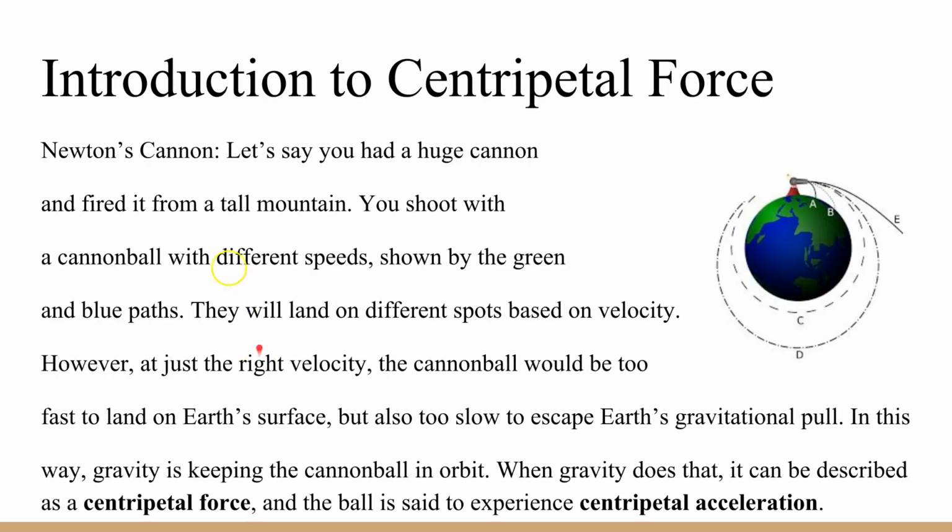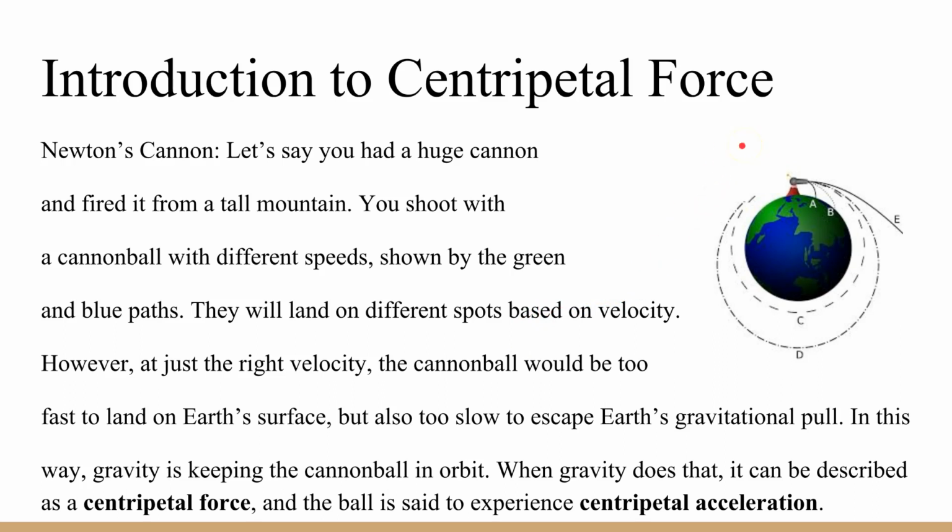Okay, so here's a completely new concept. We're going to start with an introduction to centripetal force and centripetal acceleration. Here's a thought experiment by Newton. It's called Newton's cannon. Let's say you had this huge, very powerful cannon, and you fired it from a tall mountain at different speeds, as shown by these different lettered paths. I used a different diagram before this, so ignore that. They'll land on different spots based on velocity, right?